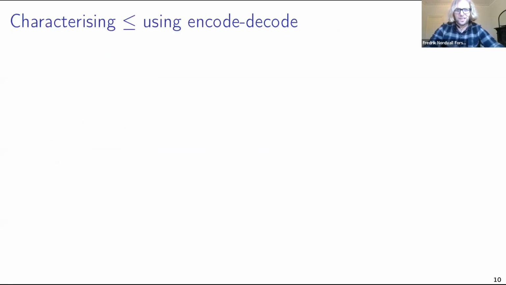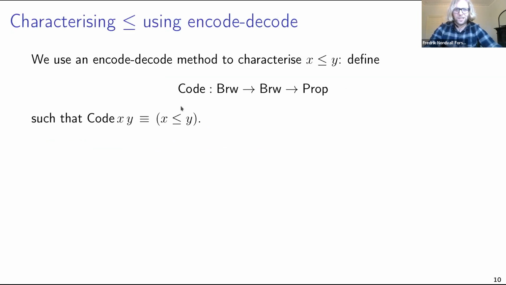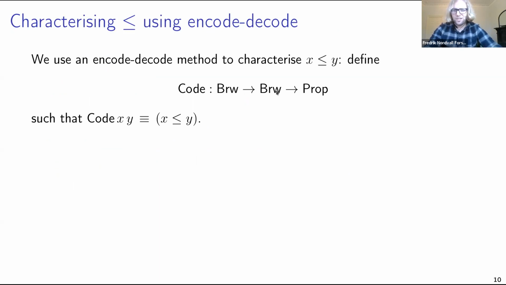So what we do is we use an encode-decode proof in order to characterize exactly what it means for x to be smaller or equal to y according to this definition. So we define a code predicate, which takes two Brouwer trees, and we make sure it's propositional. We want this equality, but of course we want it as an equality from propositional extensionality, so we just want maps in both directions. But because this is a proposition, if we want them to be equal, then this better be a proposition as well.